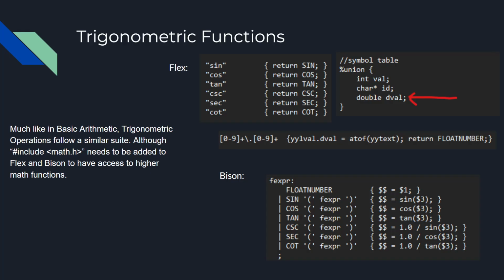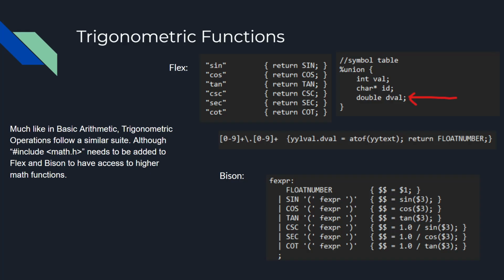But the difference is we got to take into account floating numbers. So you can see in the top right where we got the symbol table. The symbol table is kind of like a global variable. And so in order to use those double values, we got to have the double dval in there to use across the Flex and Bison.